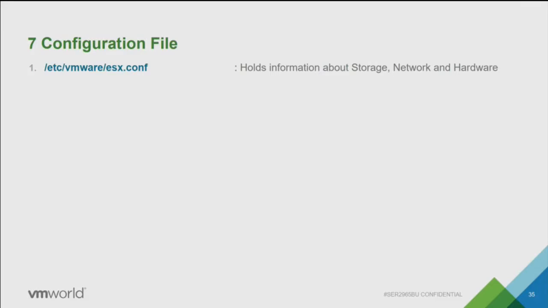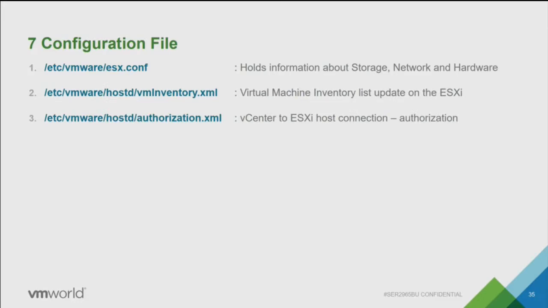So we're going to talk about 7 files today. ESX.conf holds the storage, the network, the hardware details, and everything. We spoke about the perennially reserved flag in the first slide, right? So this file actually holds the key to your entire ESXi host.